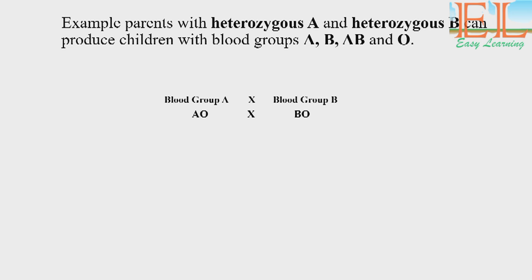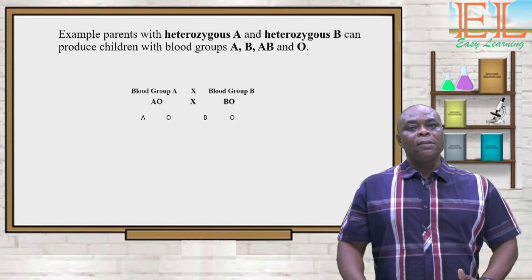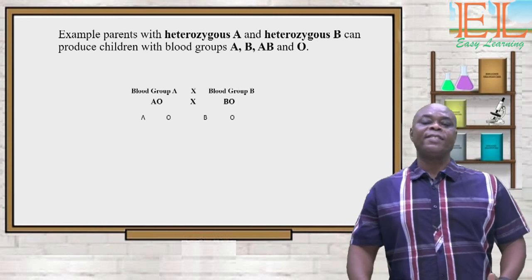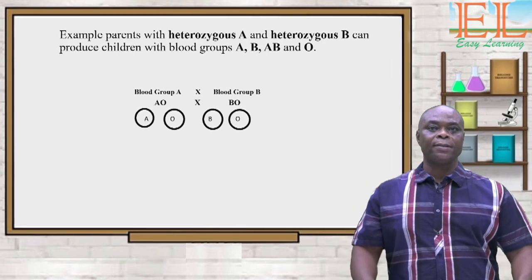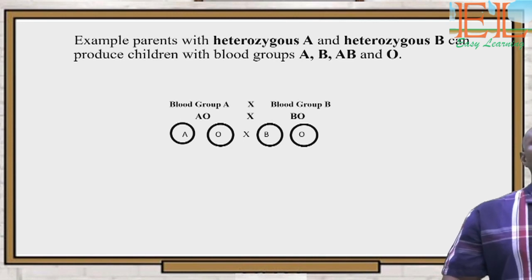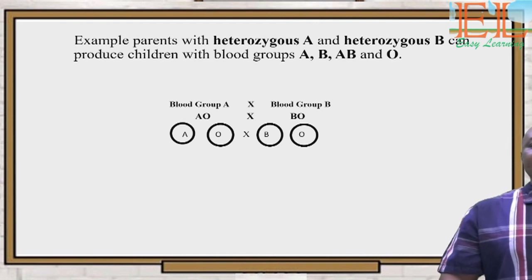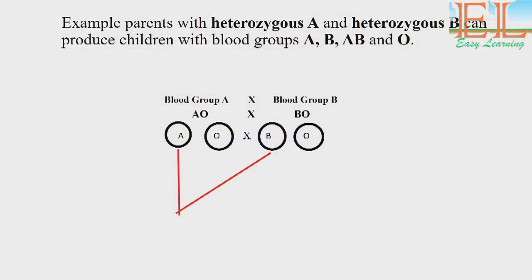During the formation of their gametes, like we studied in the previous lesson, the A and O will separate, likewise the B and O, and we put circles around them to show that they are sex cells or gametes, but not genes anymore. Then when we come to crossing them, when the A takes the B of the other parent, we'll have genotype AB.